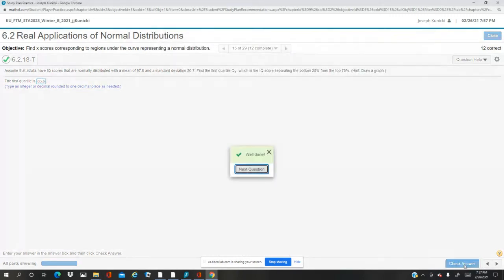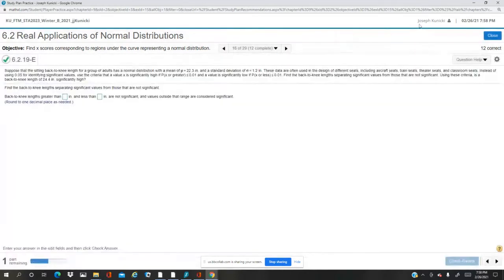Check the answer. There it is. So for that IQ score, 25% of the scores will be less than that, and 75% will be greater than that. Obviously, it's less than the mean because the mean is the 50th percentile. It's Q2 or P50 or the median. Okay, next question.